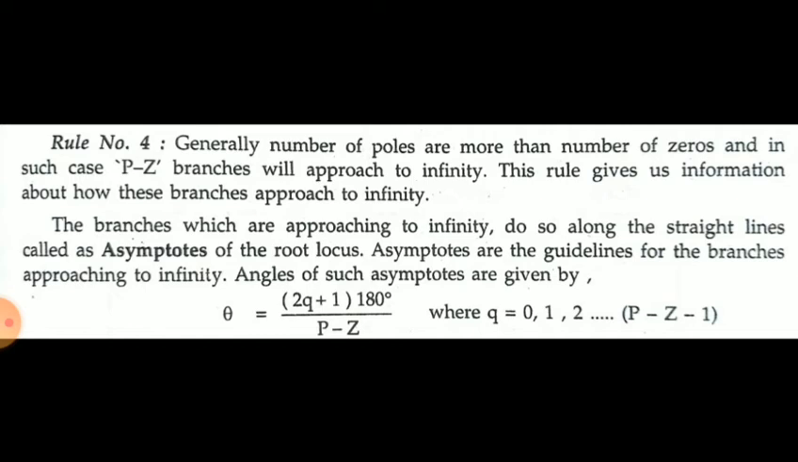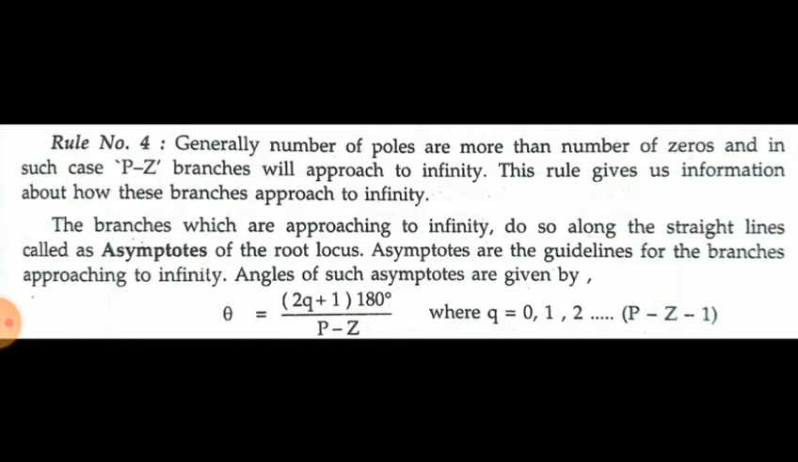The branches which are approaching infinity do so along straight lines called the asymptotes of the root locus. So you have to find the asymptotes by calculating the angle. The angles of such asymptotes are given by theta equal to (2q plus 1) into 180 degrees upon P minus Z.